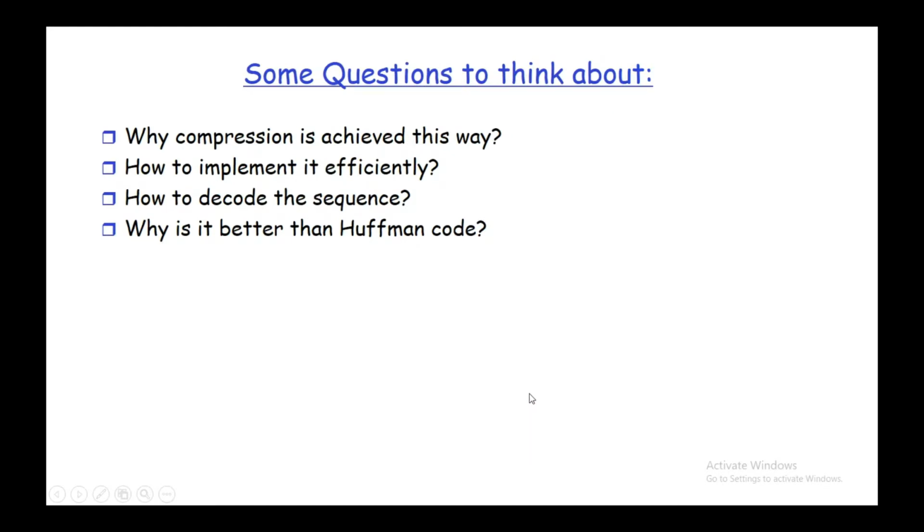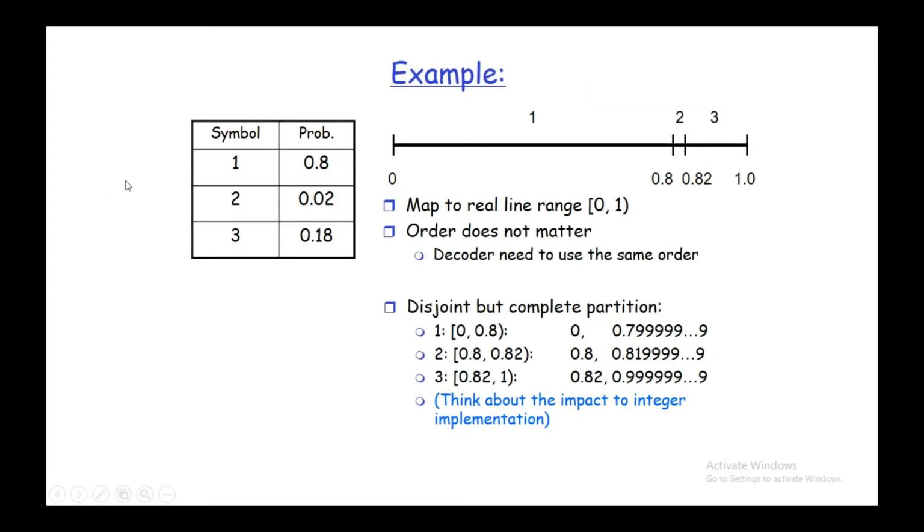Some questions to think about: why is compression achieved this way, how to implement it efficiently, how to decode the sequence, and why is it better than the Huffman code. I will keep this for an open discussion and we will move to the example.